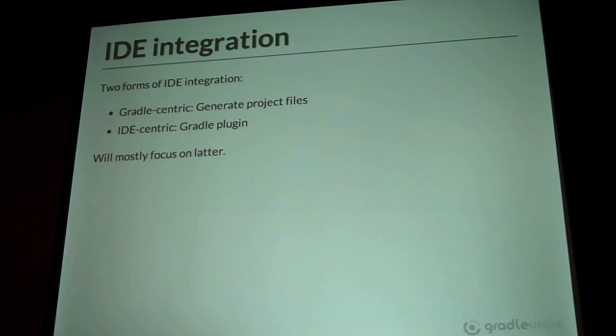Okay, so we already touched a little bit on that. There are 2 forms of IDE integration, the Gradle-centric one and the IDE-centric one, and we never know how to say it. Is it a Gradle Eclipse plugin or Eclipse Gradle plugin? Usually I do it that way: if it's the Gradle Eclipse plugin, it's the Gradle plugin that generates Eclipse files. If it's the Eclipse Gradle plugin, then it's the plugin for the Eclipse IDE that gets you Gradle support in the IDE. So whatever comes first.